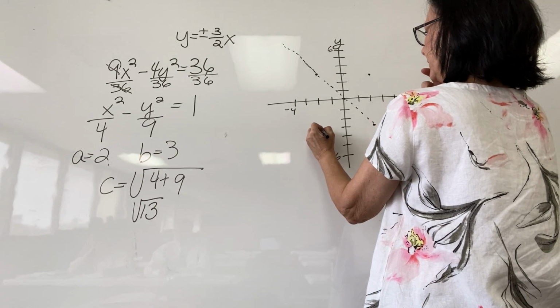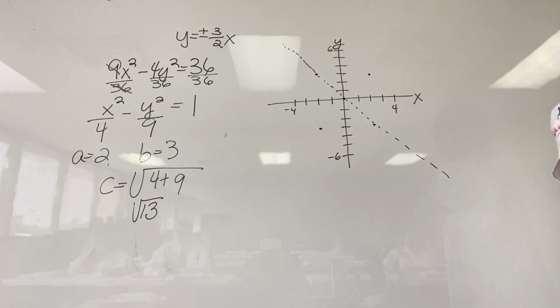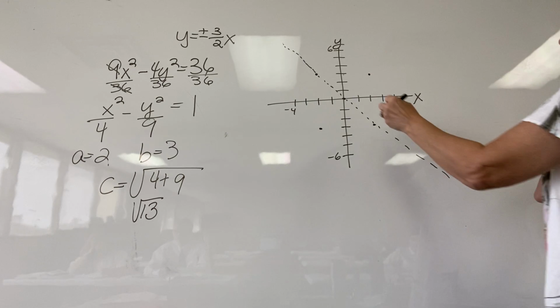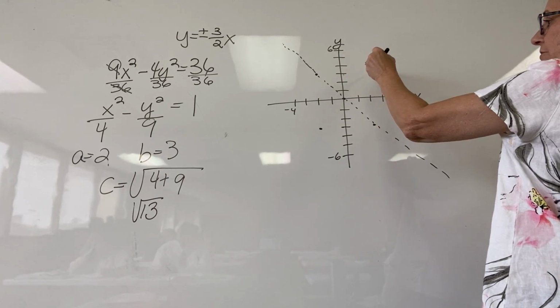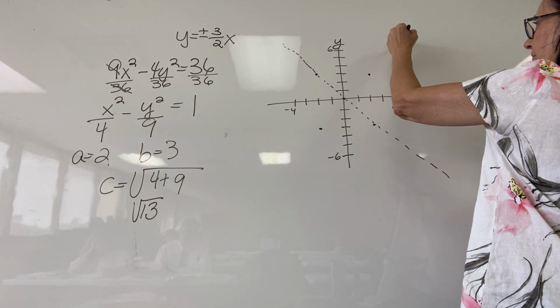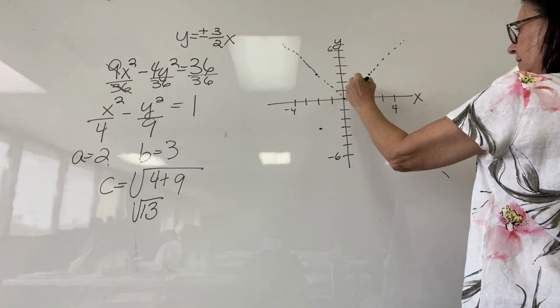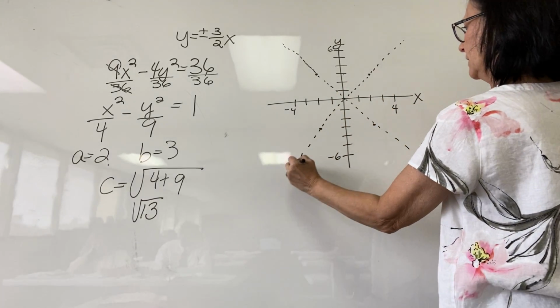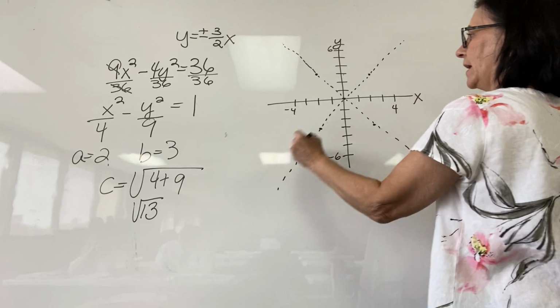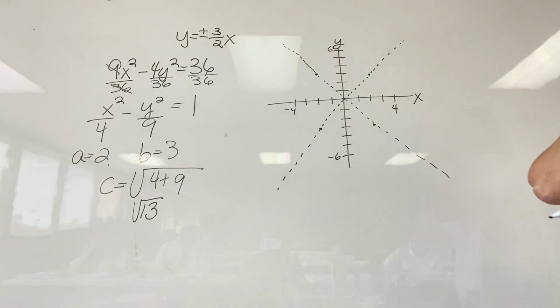You see what I'm doing? It's always going to make an X, right? I just went up 3 and over 2 this way, down 3 and back 2 that way. All right, so my hyperbola is going to approach those lines.